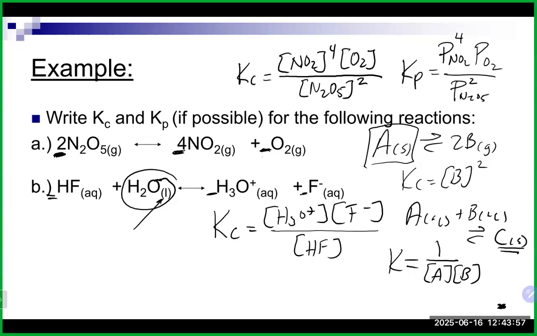So if you're asked to write the equilibrium expression, that is what we're looking for, right on the top there, one of those two guys.